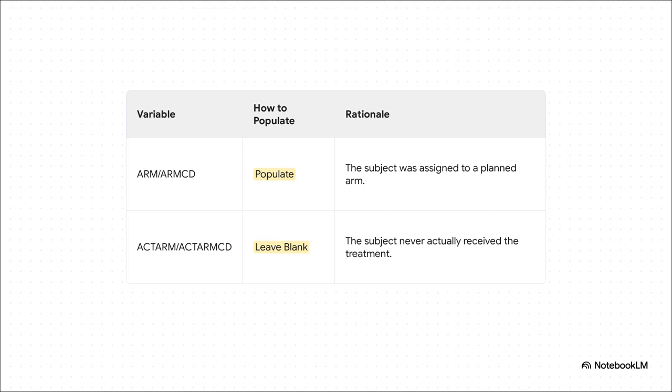You must populate the planned arm variables, ARM and ARMCD. Why? Because the subject was officially randomized. This preserves the integrity of that intent-to-treat population for analysis. But at the same time, you must leave the actual arm variables blank. This correctly shows that they were never actually exposed to the drug. This isn't just some small technical detail. It's fundamental for making sure you don't misinterpret both the efficacy and the safety data.